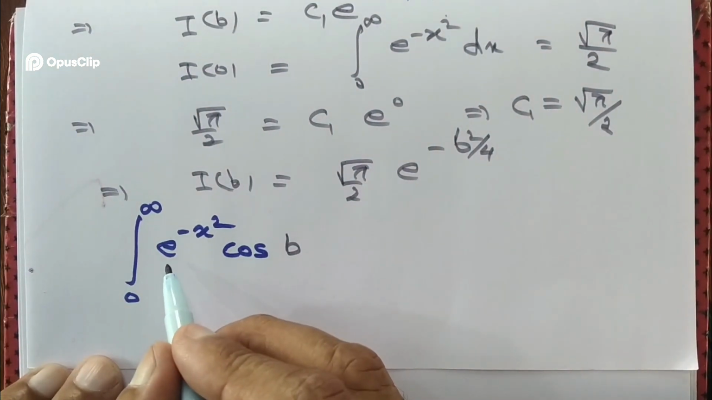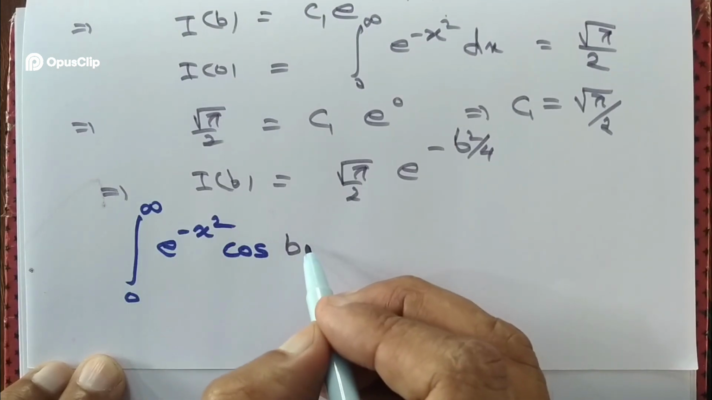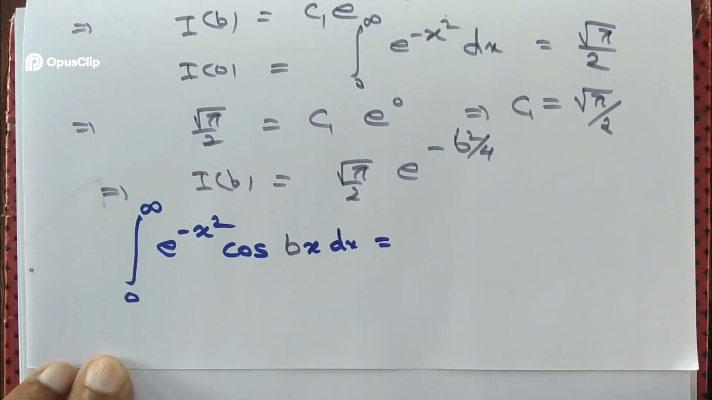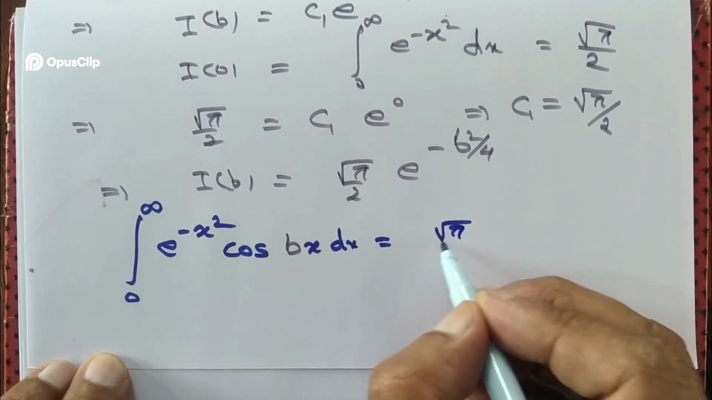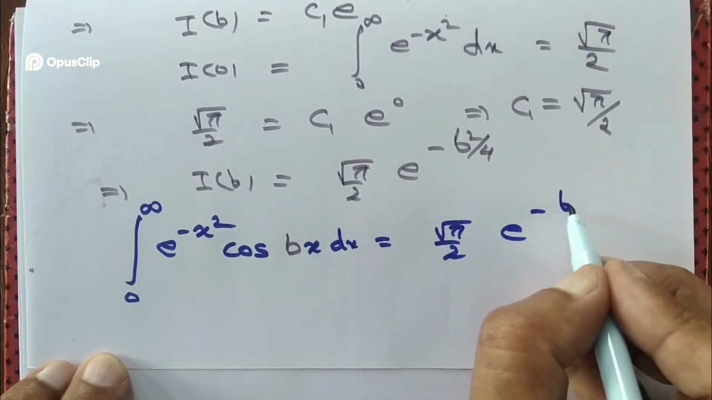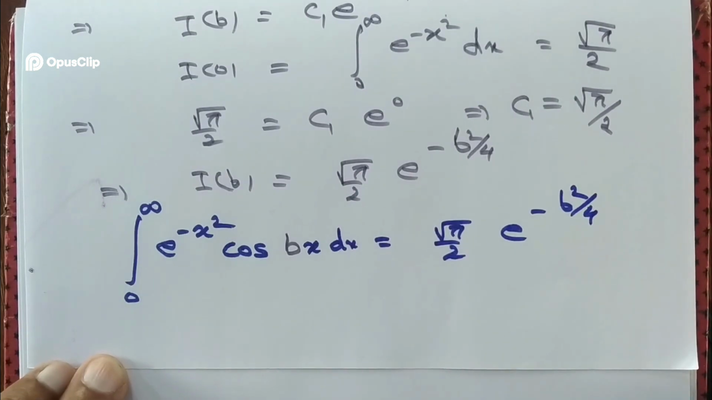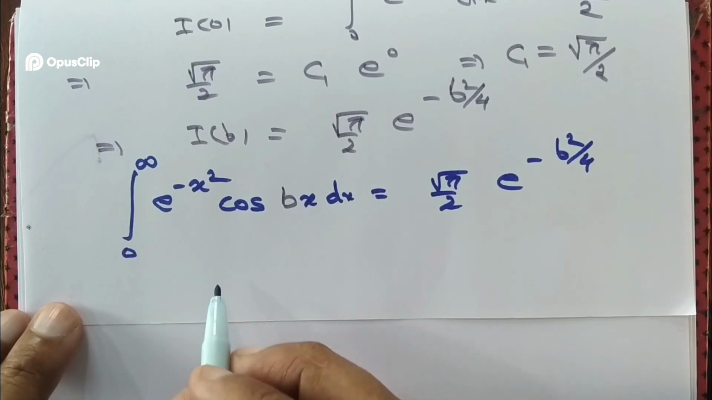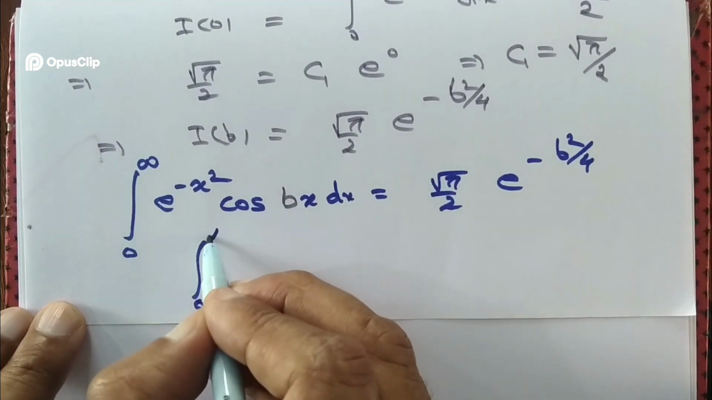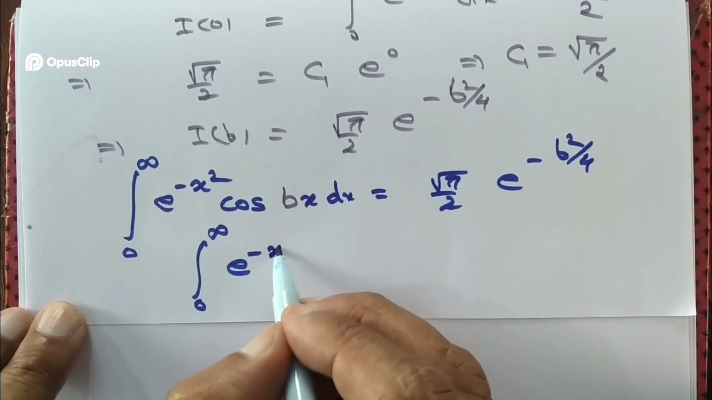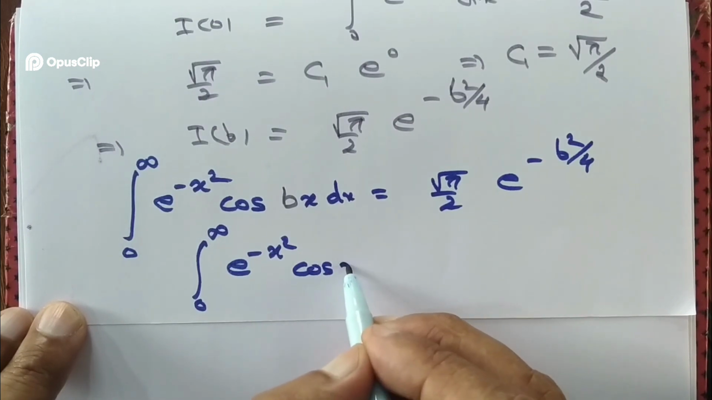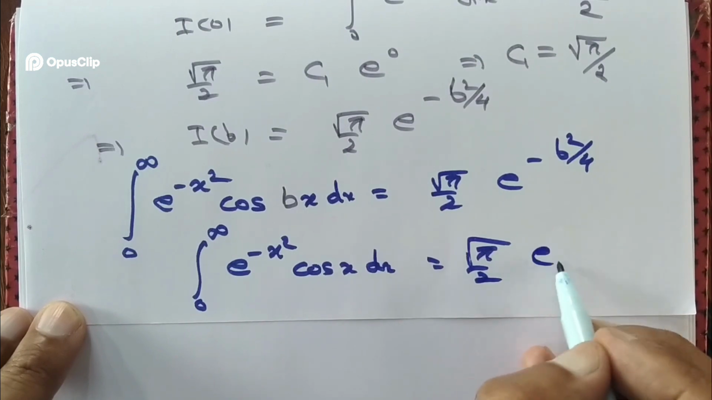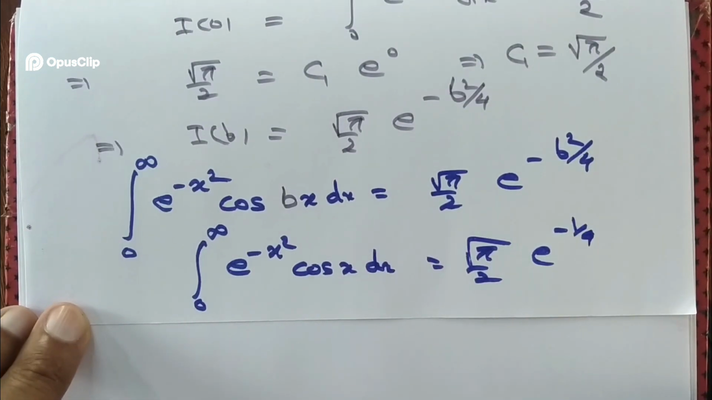And so the integral of e to the power minus x square cos of bx dx, as x changes from 0 to infinity, turns out to be root pi by 2 e to the power minus b square by 4. But we want the value corresponding to b equal to 1. So we choose b equal to 1 to show that the integral 0 to infinity e to the power minus x square cos x dx equals root pi by 2 e to the power minus 1 by 4, and we are done.